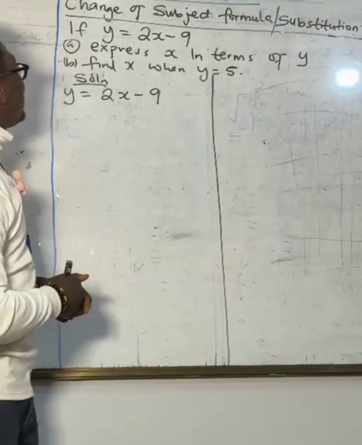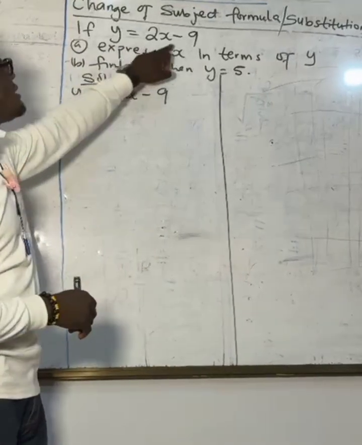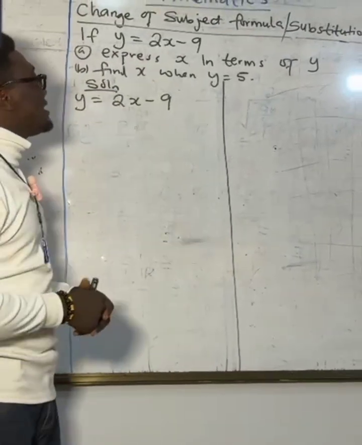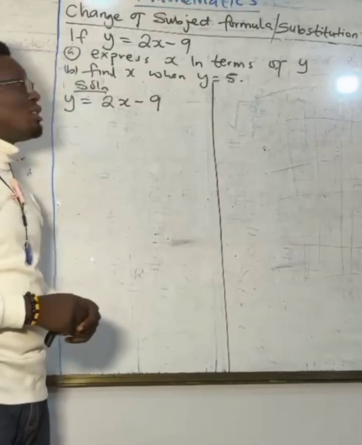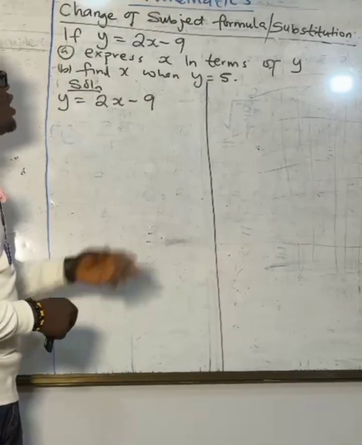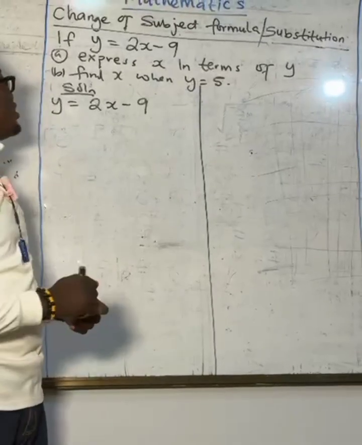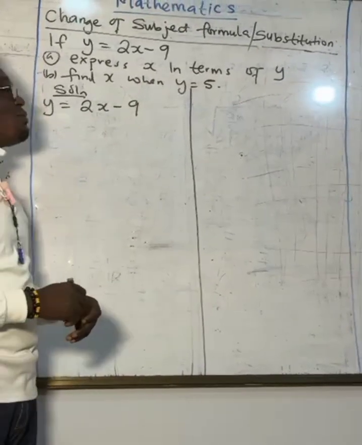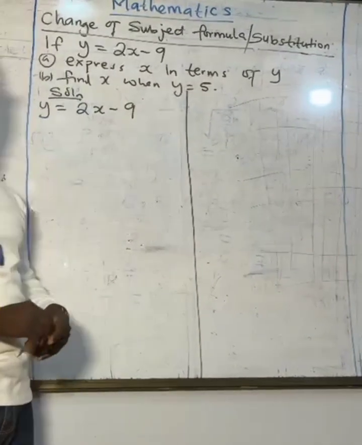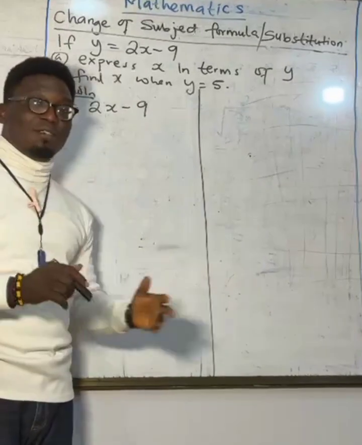So let's take example 1. If y is equal to 2x minus 9, express x in terms of y. That's question A. Then B, find x, where we have to substitute when y is equal to 5. So A, express x in terms of y. It literally means you make x the subject of the formula.